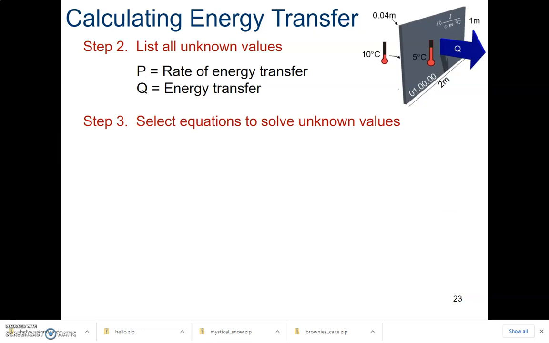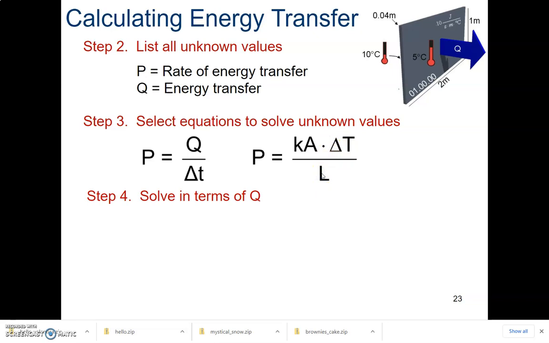So we're going to select our equations. This is back a couple of pages in the notes. We had these two equations right here. P is the rate of energy transfer, Q over delta t. Q is the energy transfer, delta small t is time. And the one over here on the right, we have, again, a rate of energy transfer. K is our thermal conductivity, A is area, delta T is the change in temperature, and L is our thickness.